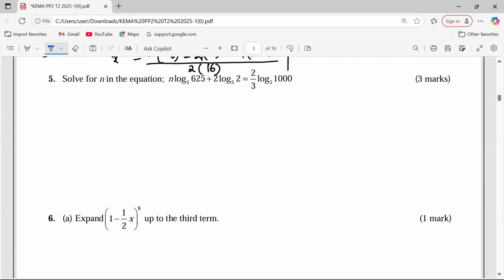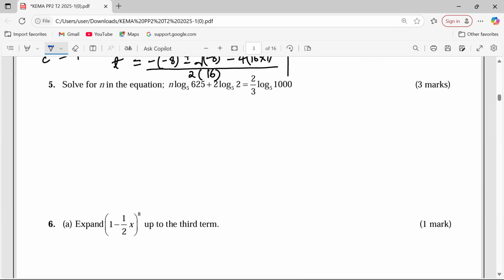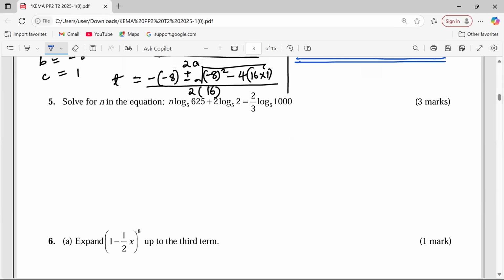Number 5 now, yes. Solve for n in the equation n log of 625 base 5 plus 2 log of 2 base 5. This is equivalent to 2/3 the log of 1,000 base 5. So for us to get the value of n, we need to apply some laws of logarithms, which are eventually going to be numerous.